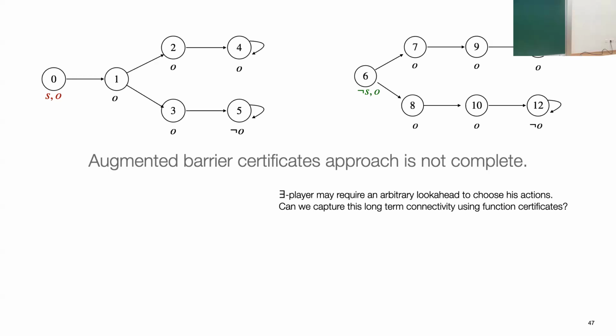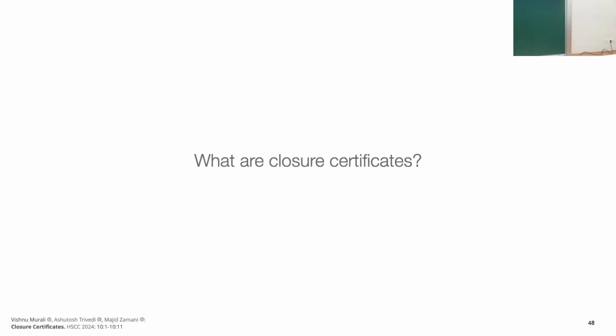So is it possible to capture the notion of what all states we could reach in the future using some kind of a function certificate? That would be quite interesting if we can do that. And our idea is that of closure certificates to capture that. What are closure certificates, right?